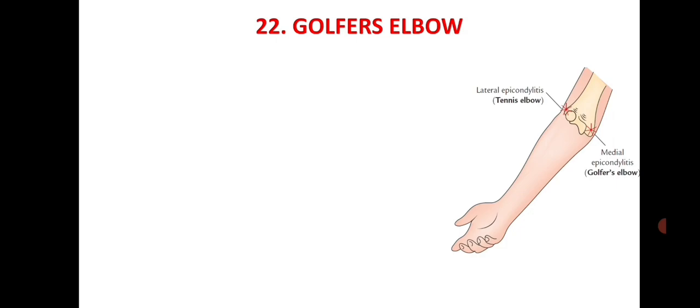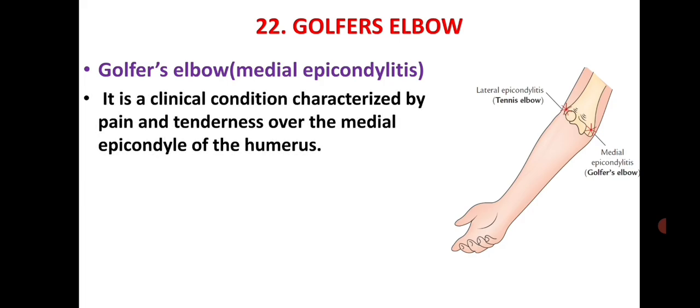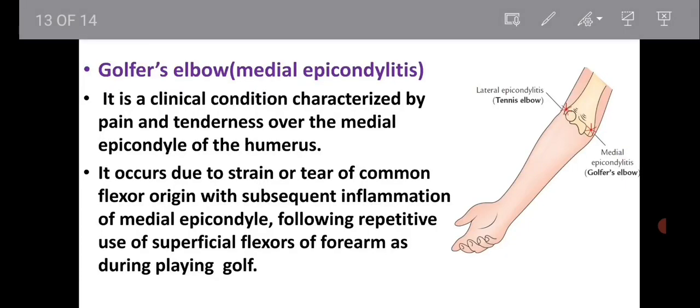Then the next question is about golfer's elbow. The golfer's elbow is also known as medial epicondylitis. It is a clinical condition characterized by pain and tenderness over the medial epicondyle of the humerus. It occurs due to strain or tear of the common flexor origin, with inflammation of the medial epicondyle. With repetitive use of the flexors of the forearm, as during playing golf, inflammation takes place that may lead to medial epicondylitis. So this is known as golfer's elbow.